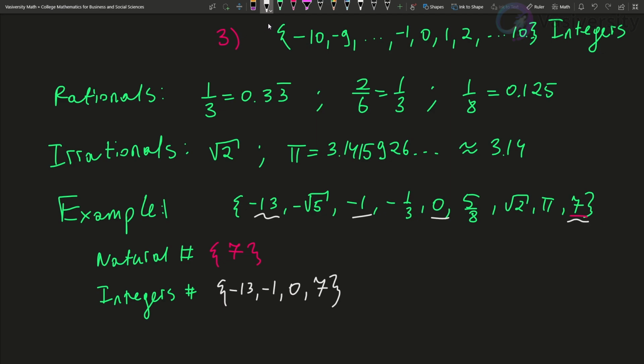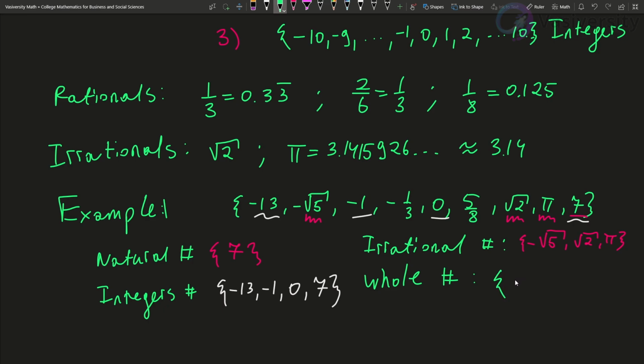Okay, how about irrational numbers? So irrational numbers are going to be here. Negative square root of 5, square root of 2, pi. And then whole numbers. What would be whole numbers? Here we're going to have 0 and 7, right? 0 and 7. And the last one is going to be the rational numbers, right?